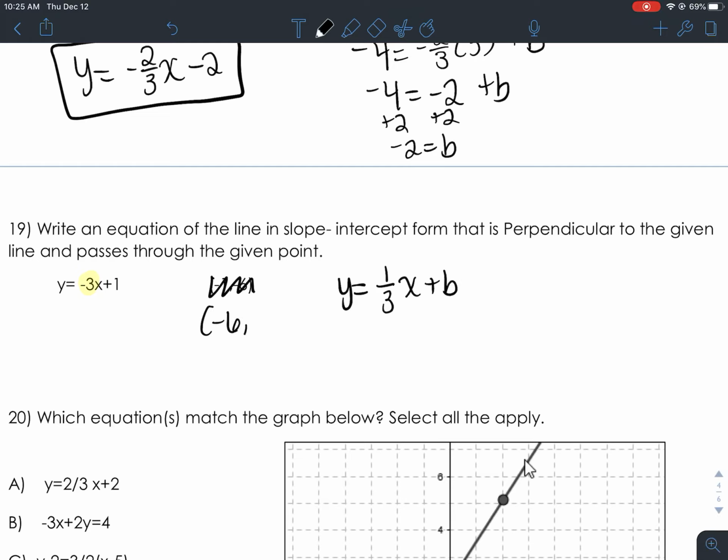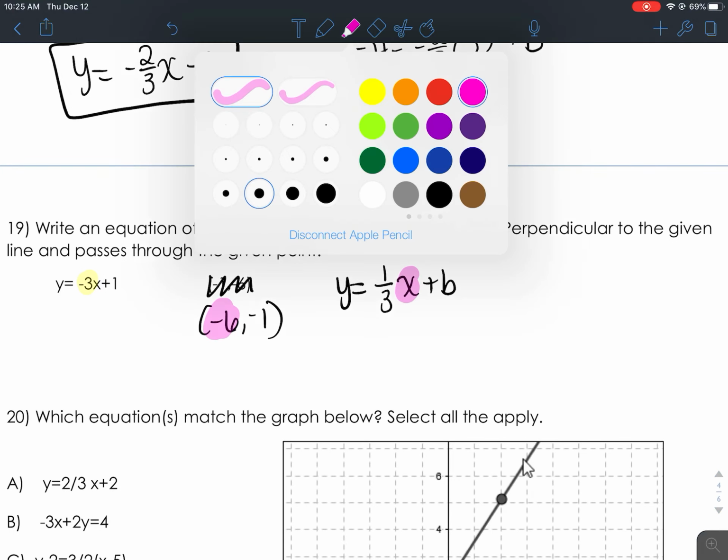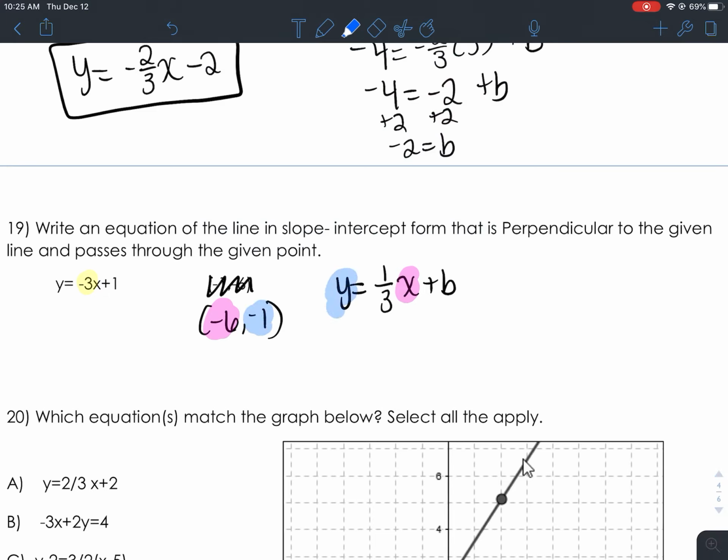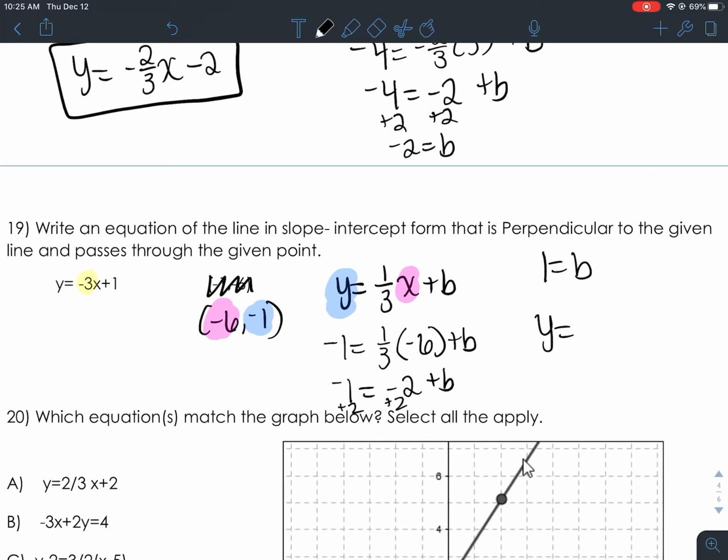And this one I also told you to change the problem around, the ordered pair, I mean. So now we're going to take the ordered pair and we can plug in to find what our y-intercept would be. When you go back to rewrite this one, it's important that you use the new slope and not the old slope. So let's see, -1 equals 1/3 times -6 plus b. Add 2 to both sides and you get 1. So the whole equation, we want to use the slope, 1/3, and then the y-intercept, which is 1.